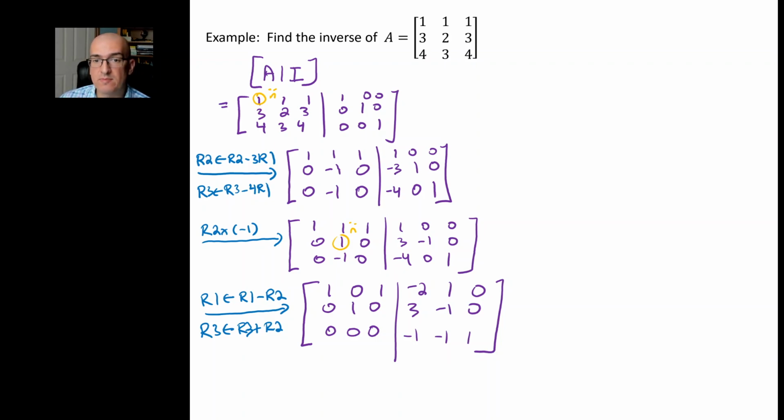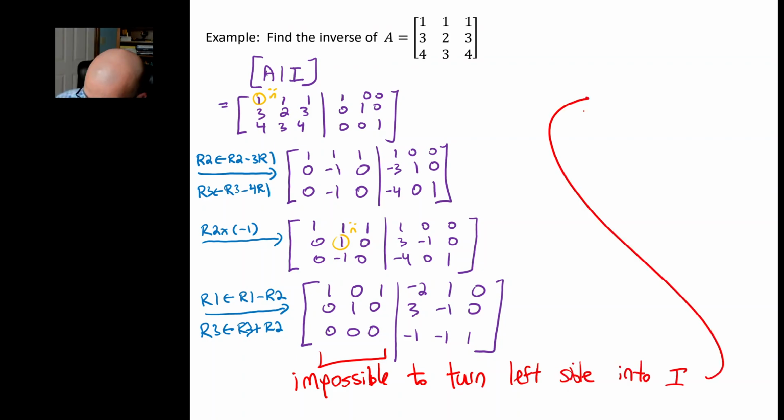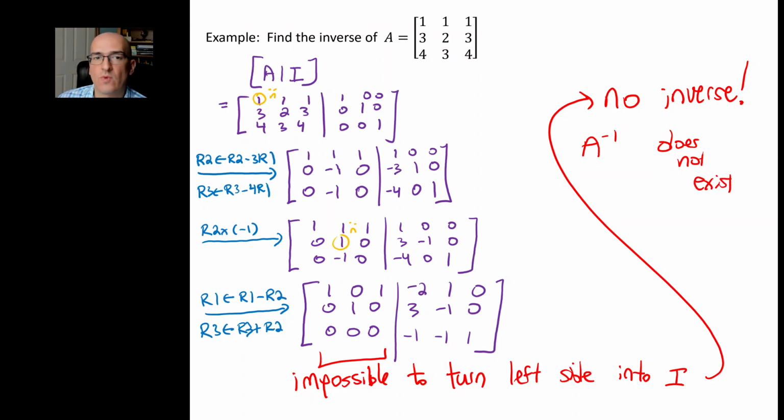And we have a big problem. It is now impossible to get the identity matrix on the left-hand side. That means there is no inverse. A inverse does not exist. This is wonderful. We're done. If we needed the inverse to solve a problem, it isn't so wonderful.